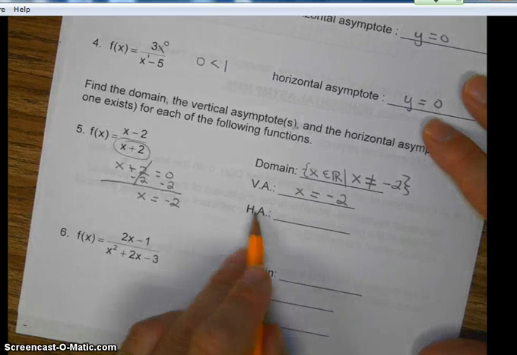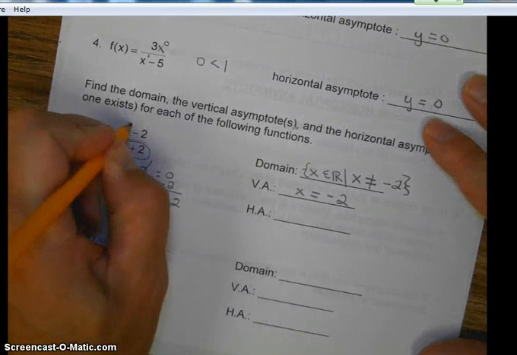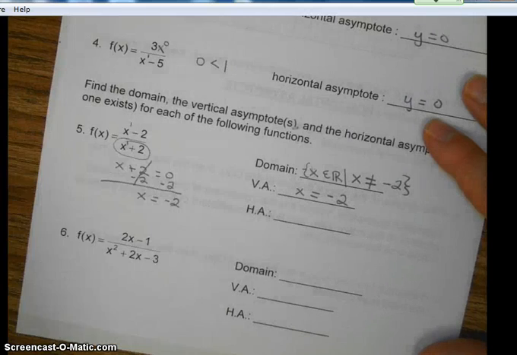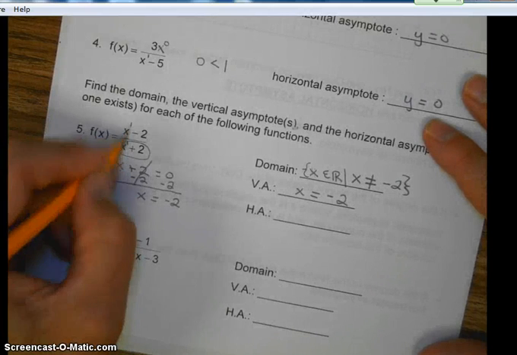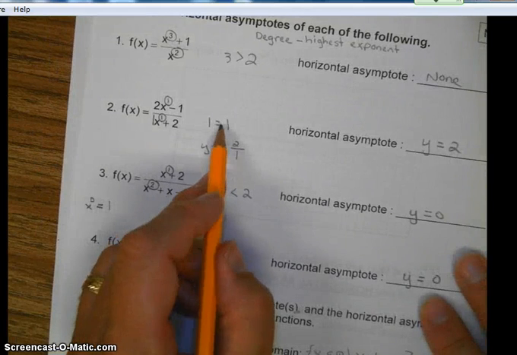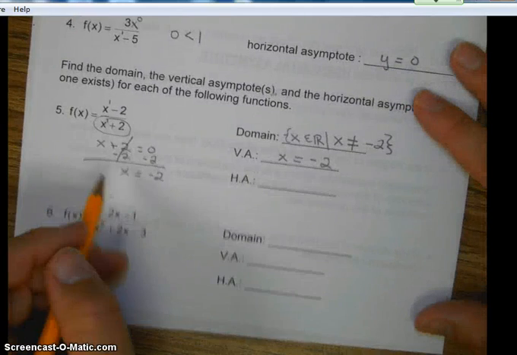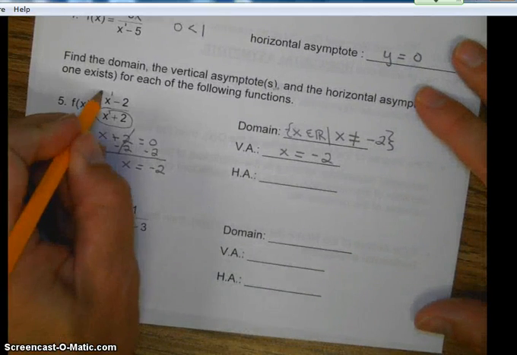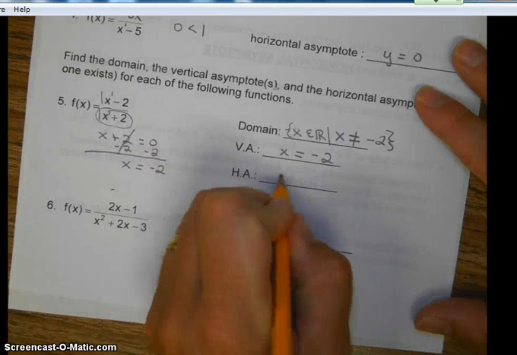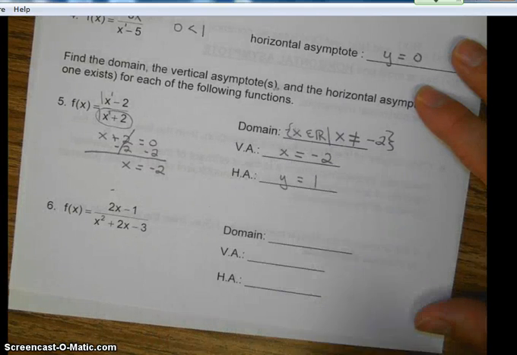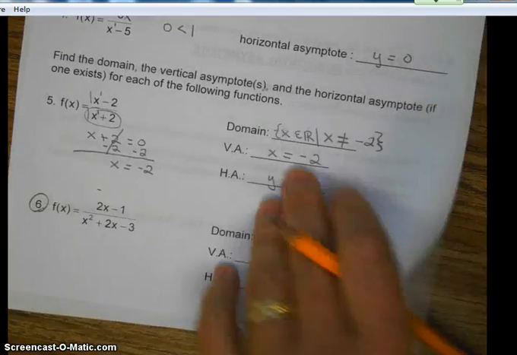Okay, horizontal asymptote, the degree of the numerator is 1, the degree of the denominator is 1. They're equal to each other. So if we go back up here, remember when they're equal, we do a over b. So we're going to do 1 over 1. So y equals 1. Okay, go ahead and try number 6 on your own.